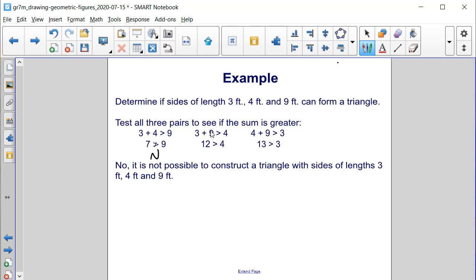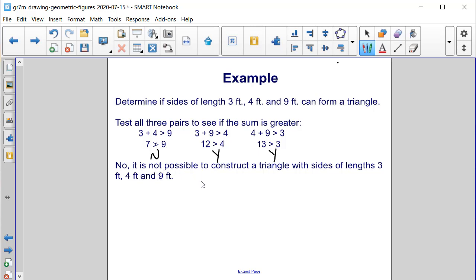Now let's do the first and the third. 3 feet plus 9 feet, is that greater than 4? Well, the sum ends up being 12, and 12 is greater than 4. So that's a yes. And then we have the second and the third, so that's 4 plus 9, is that greater than 3? Well, the sum is 13, and 13 is greater than 3, so that's a yes. Now, because our first one was a no, our final answer here is also no.